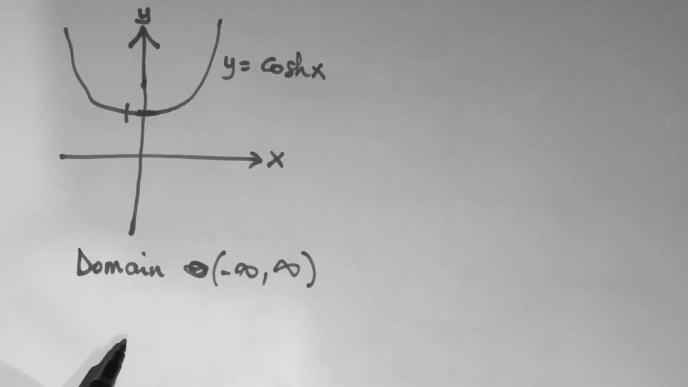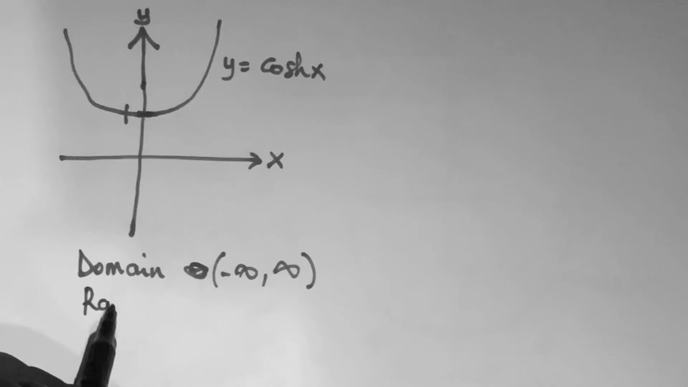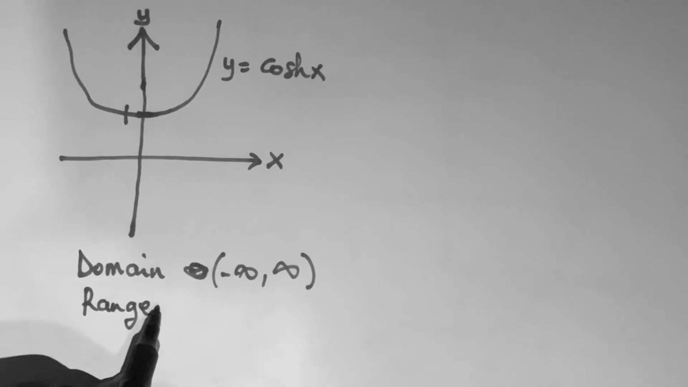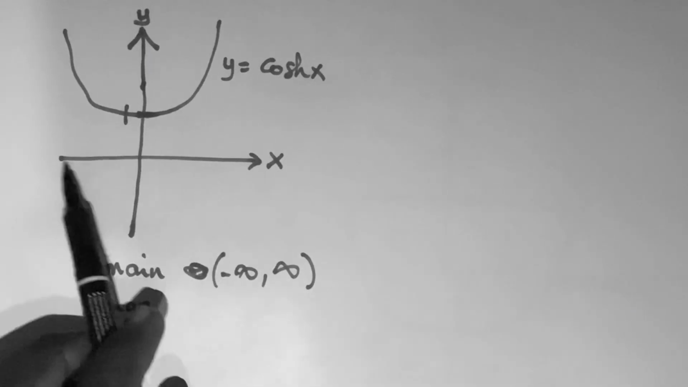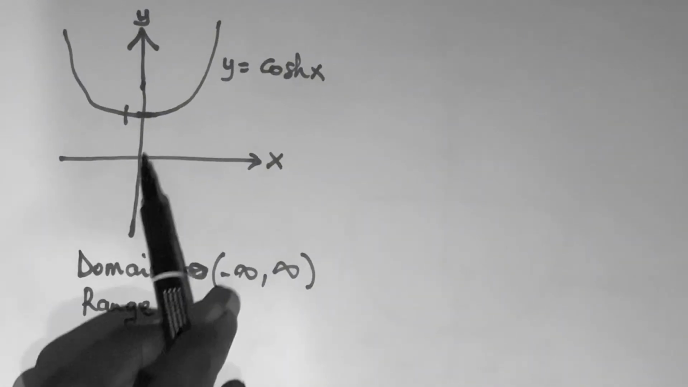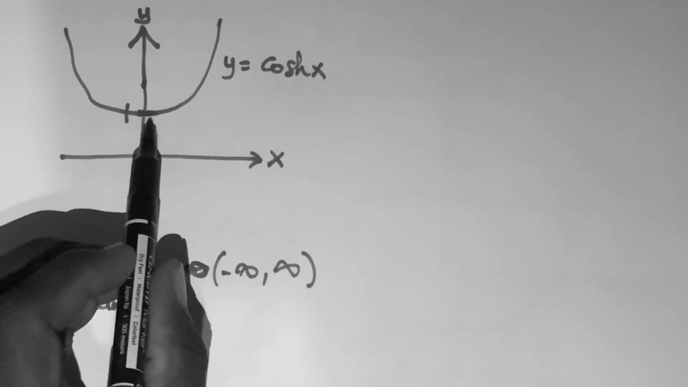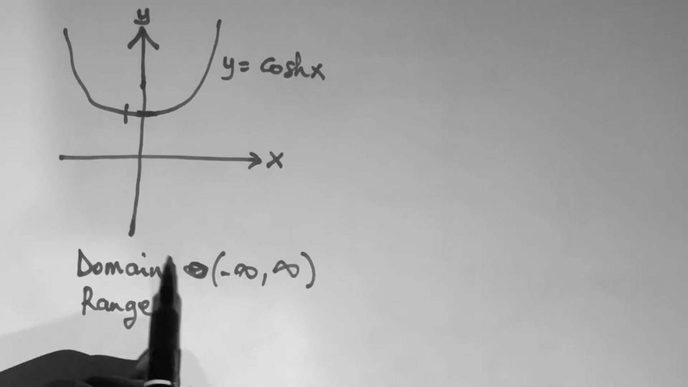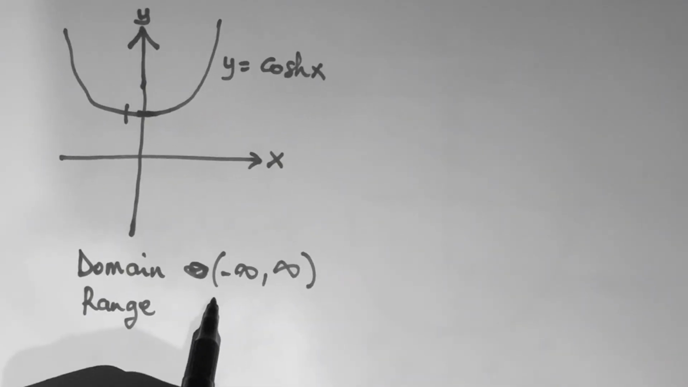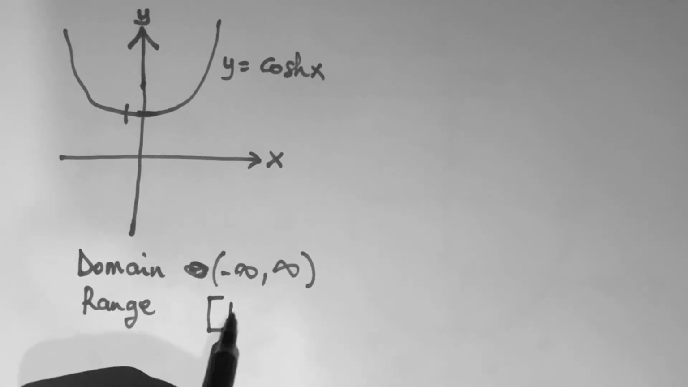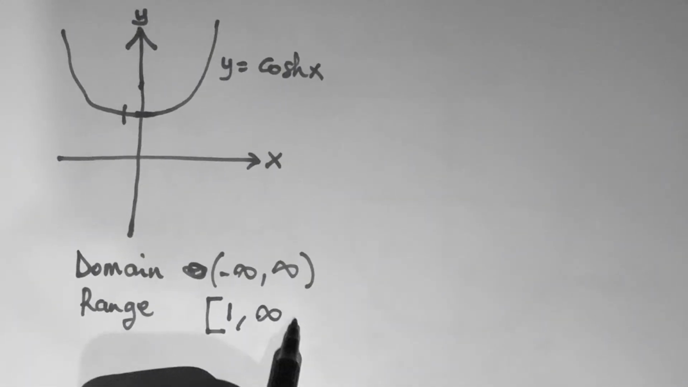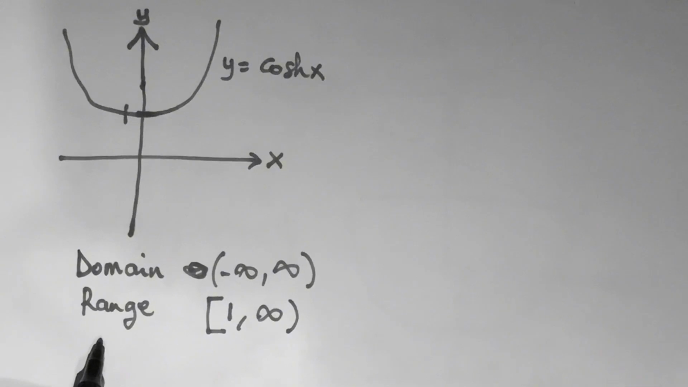And then let's also find the range. The domain talks about the set of possible x values, and the range talks about the set of possible y values. And you can see that the minimum y value is 1, and the 1 is inclusive. So therefore, it becomes 1 to positive infinity. So this is the range.